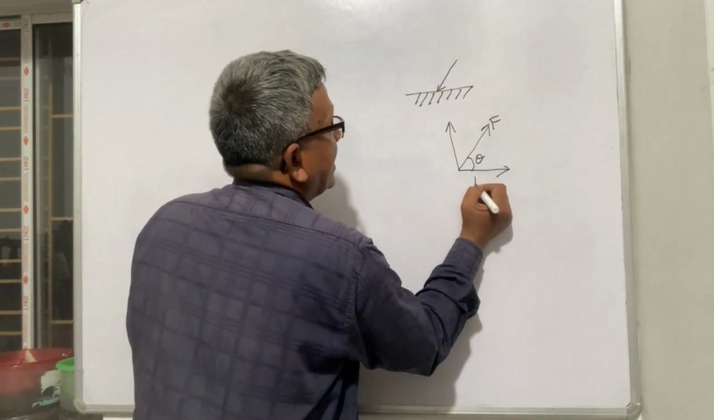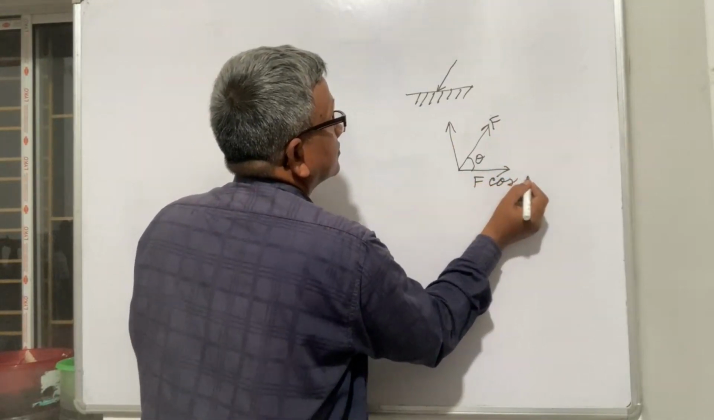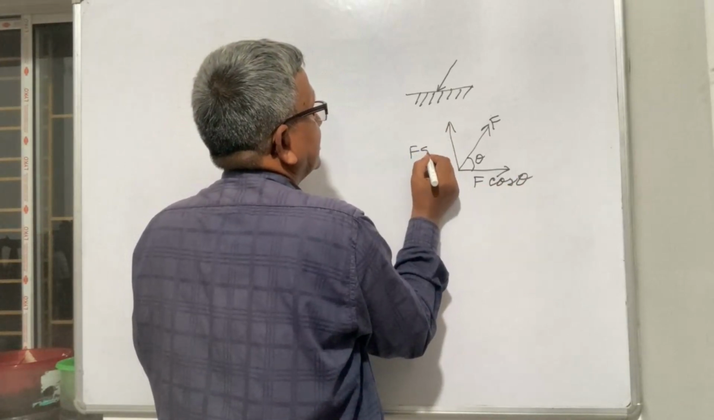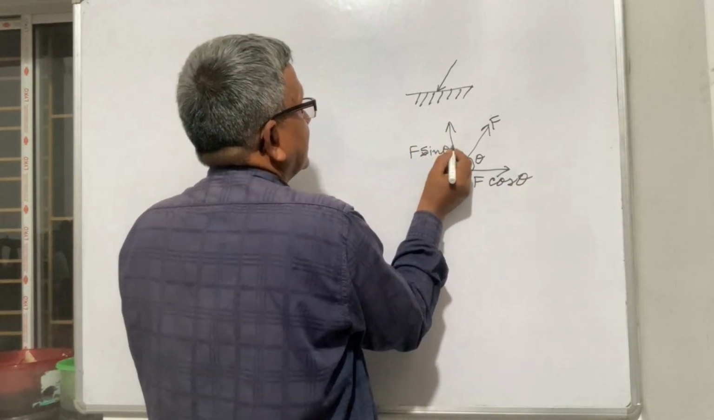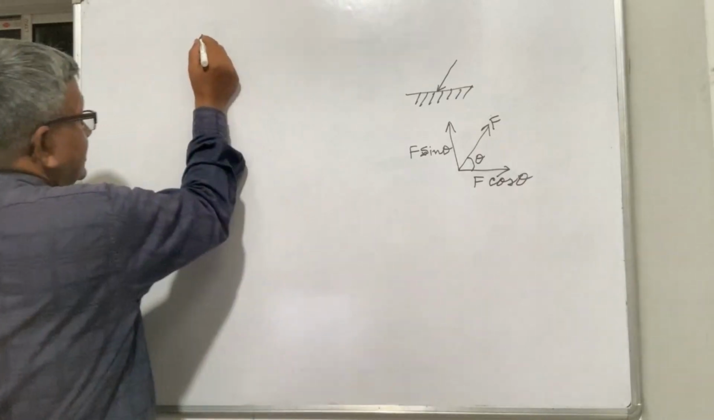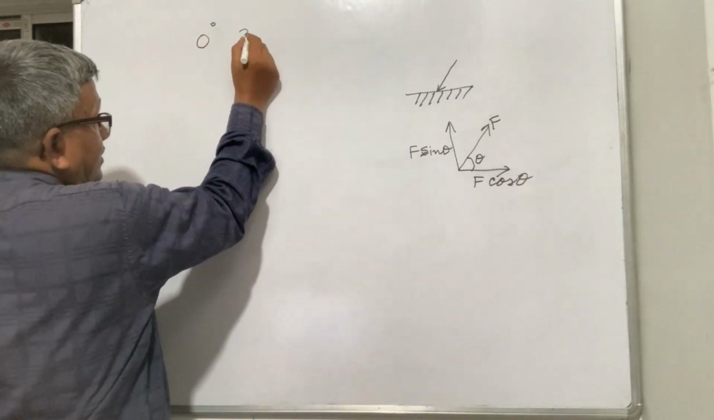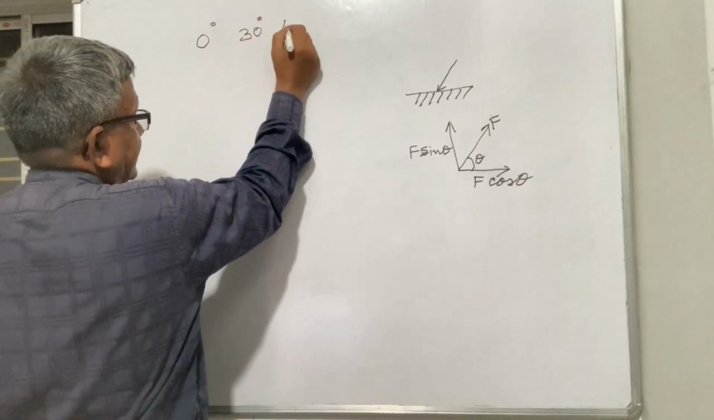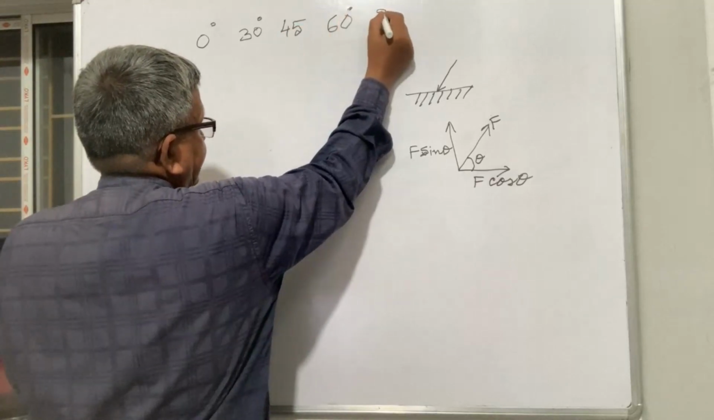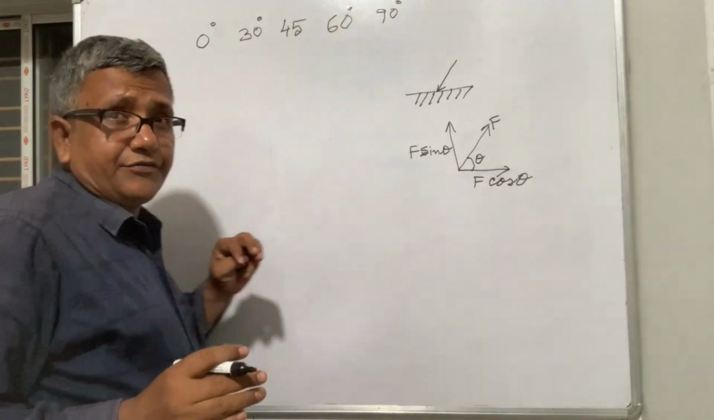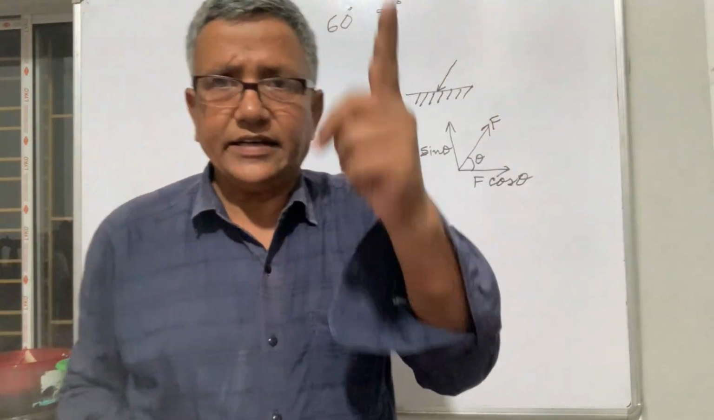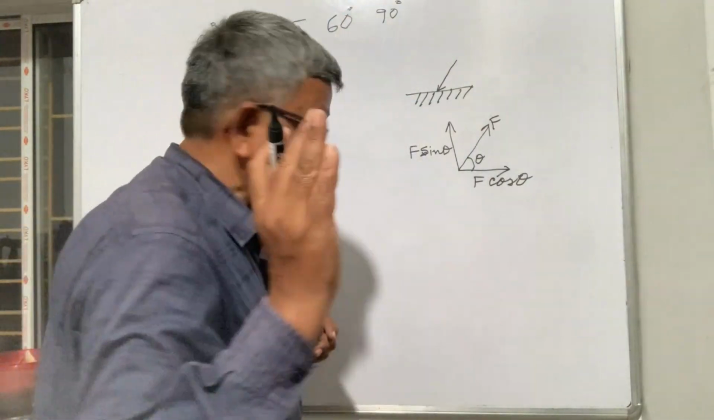This component will be F cos theta, and this component will be F sin theta. The trigonometric table, the standard angle table, I am doing once: 0 degree, 30 degree, 45 degree, 60 degree, 90 degree. If they give any tricky sum, you apply this technique, please. That's why I am discussing it here.